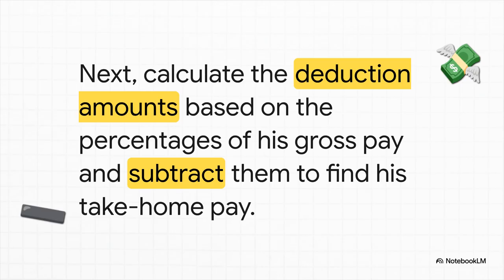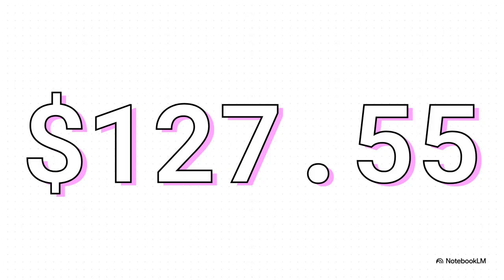But wait, we're not done yet. Now we have to figure out those deductions. We'll take that gross pay and calculate 6.25% for Social Security and 1.45% for unemployment. Then we just subtract those amounts from the total. And after we do the math on those deductions and subtract them, we've got our final answer. Carl's net pay, the actual money he gets to take home, is $127.55. See? We just followed the plan and it took us right where we needed to go.